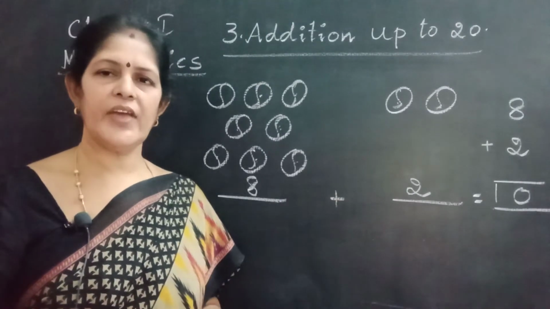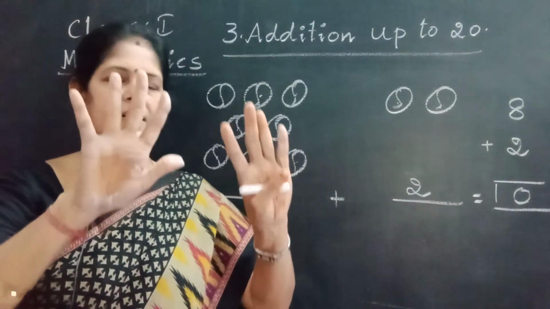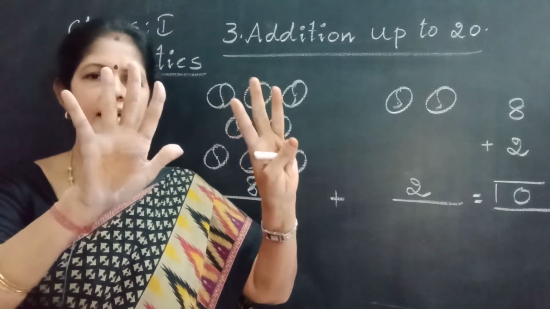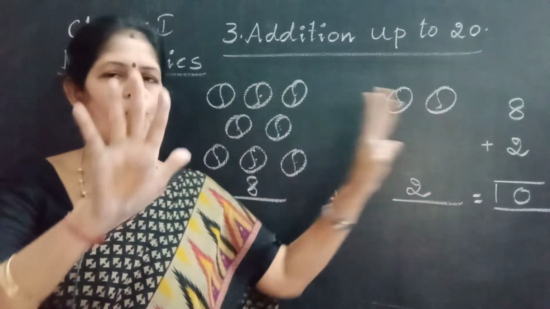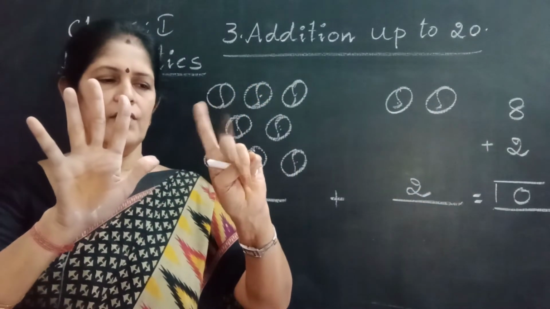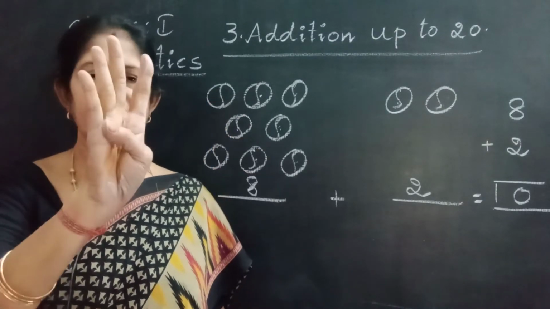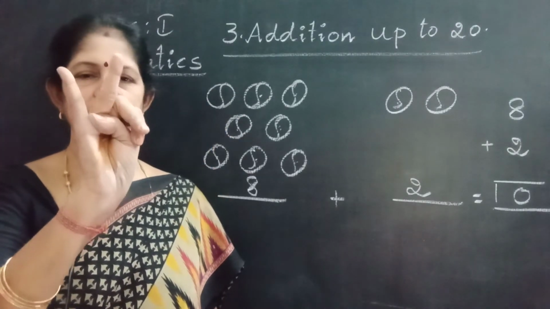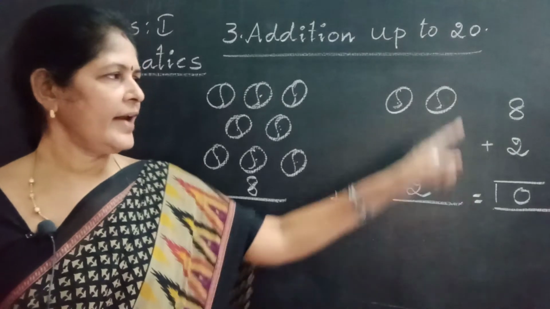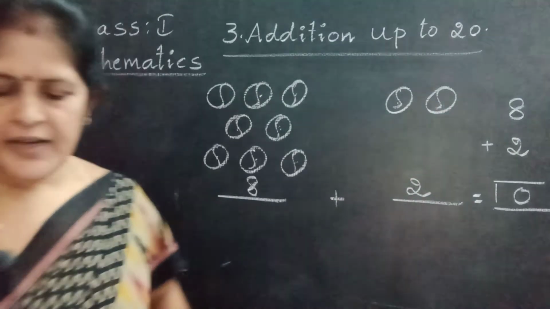If you are using fingers, do like this. Take 8 fingers. Then 2 after: 9, 10. 8 plus 2, 10. Next one.